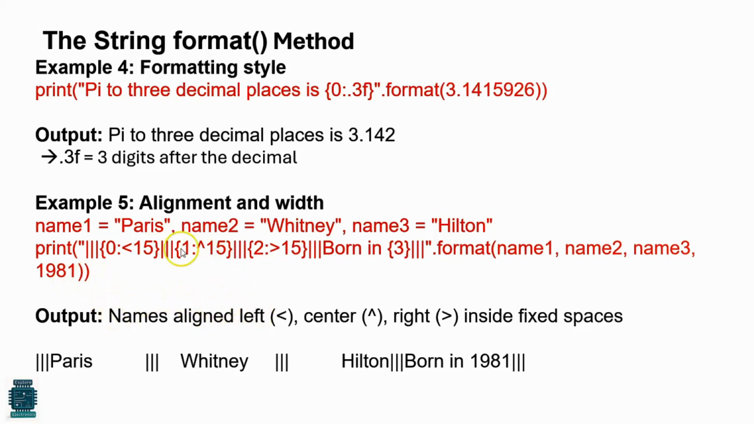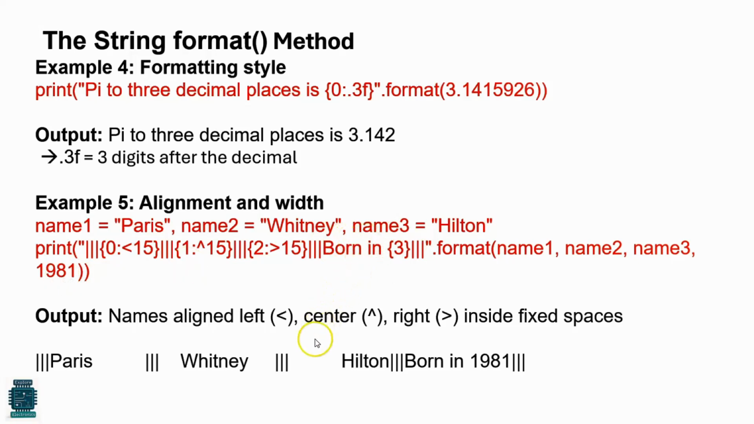Names aligned left, I am using this symbol, and in the center I am using this one. In the right side I am using this one. Here the first one is Paris, which is name 1, Whitney name 2 and Hilton name 3. After that, born in 1981. Born in 3 means in the third place I have taken 1981.